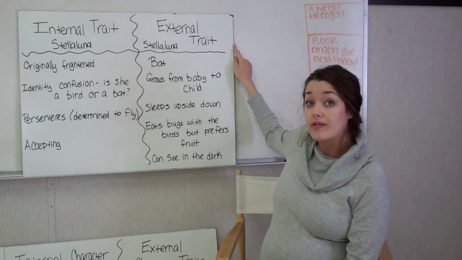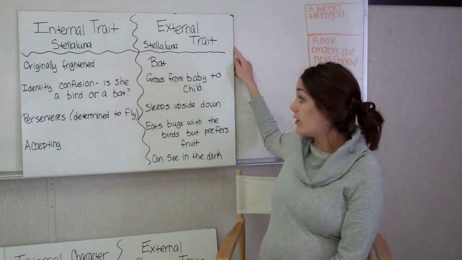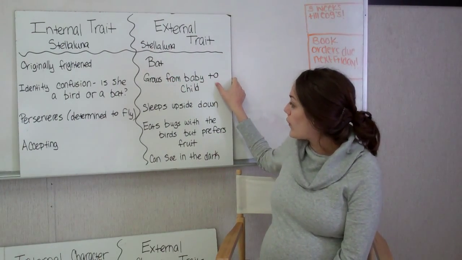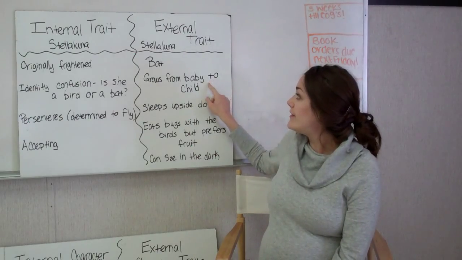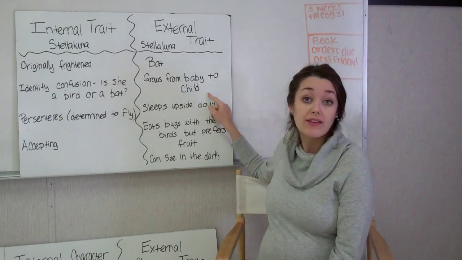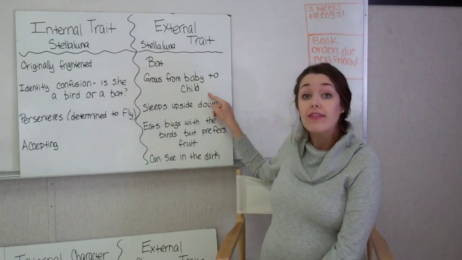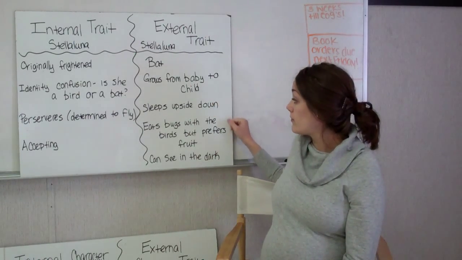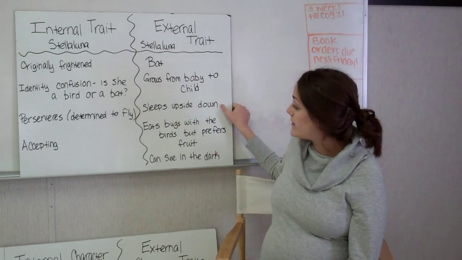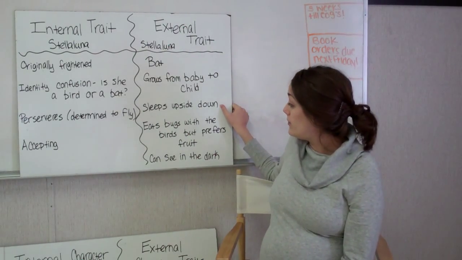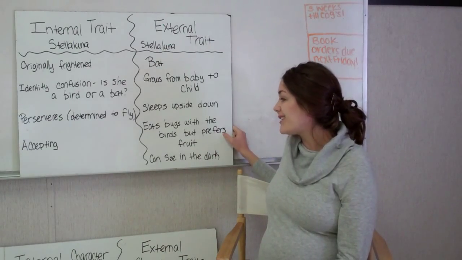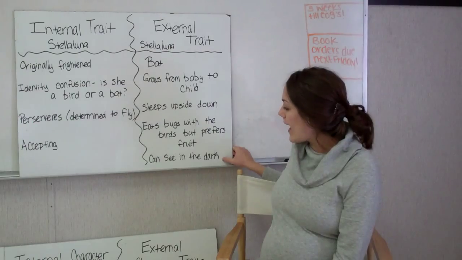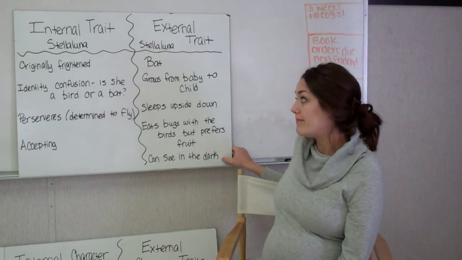Externally, looking at Stellaluna's outside, her actions and her words, we have that she is a bat. She grows in the story from a baby to a child. This is important to notice as a character trait because it's going to help us identify the amount of time that passes in our story. So she does grow. We have, as far as actions, that Stellaluna sleeps upside down and that she eats bugs with the birds, but she prefers fruit. She doesn't really like the bugs. And finally, I have here that she can see in the dark.